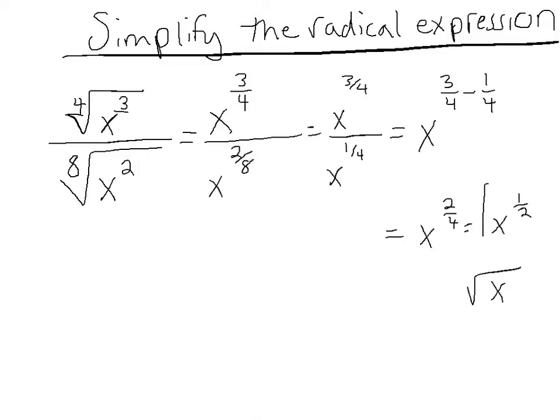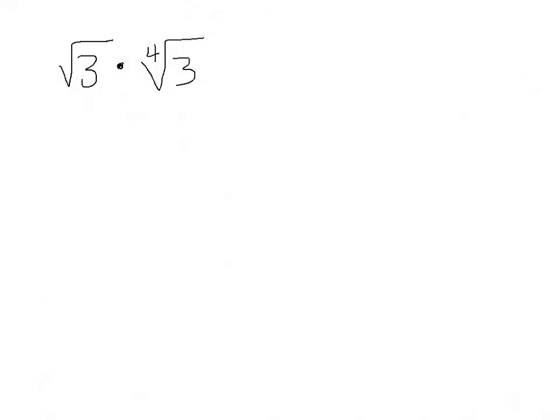So we could have shown our answer like that, or we could also convert it back into radical form as a square root of x. Let's do another example. So we have the square root of 3 times the 4th root of 3. Now previously I've said that we can't really multiply radicals together that have different indexes. But now that we can convert this into exponential form, we can.